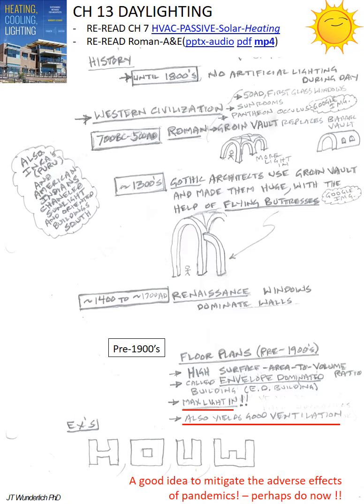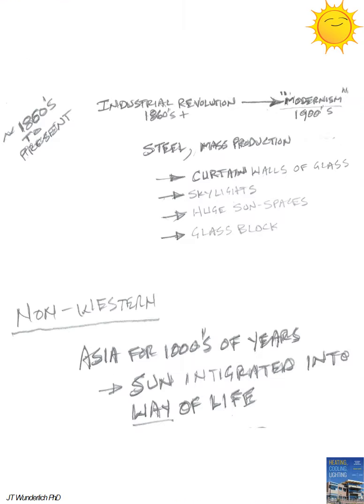too. I'm recording this right in the middle of the COVID pandemic, actually in November. So something to think about as architectural designers for the future. Industrial revolution in the 1800s, and modernism in the 1900s. So we have now curtain walls of glass, mass production of things, skylights, huge sun spaces, glass block. Our technology allows us to open things up.